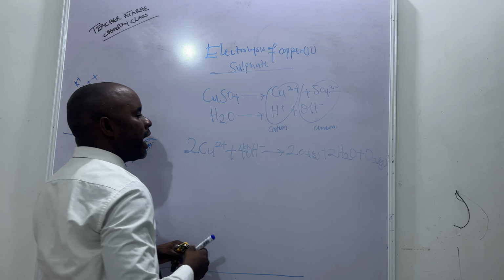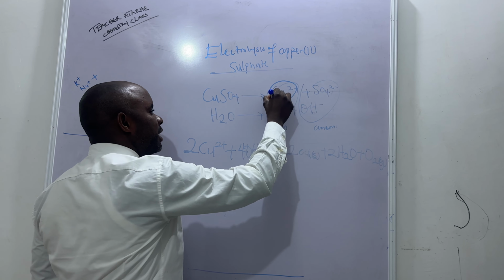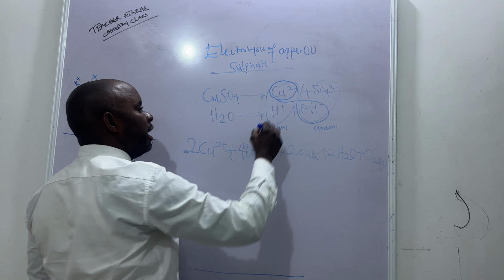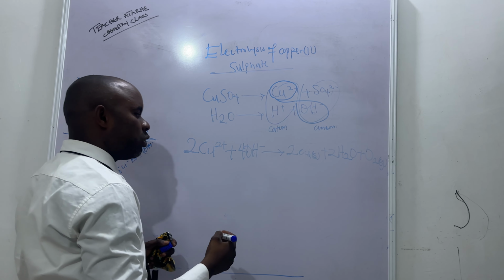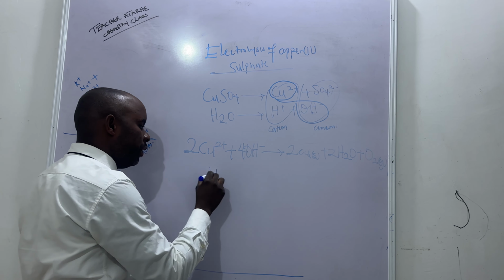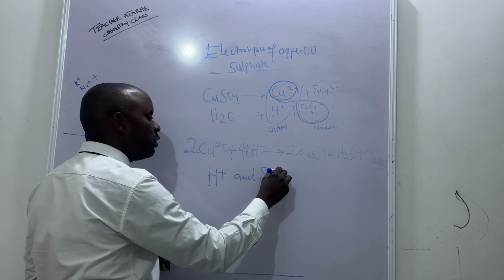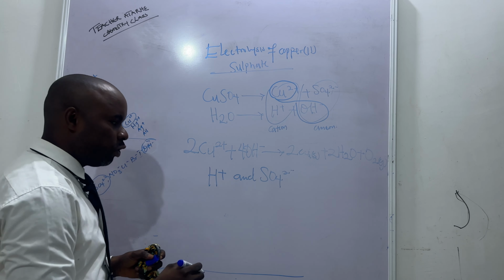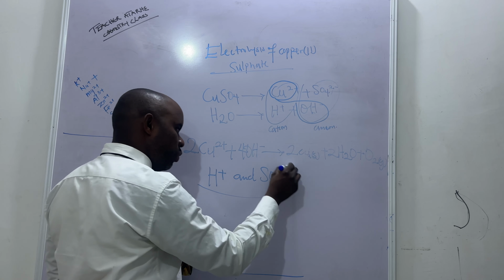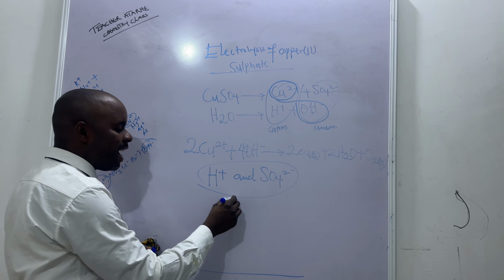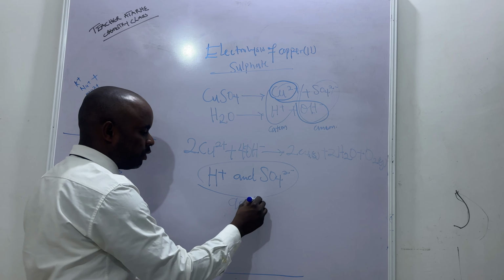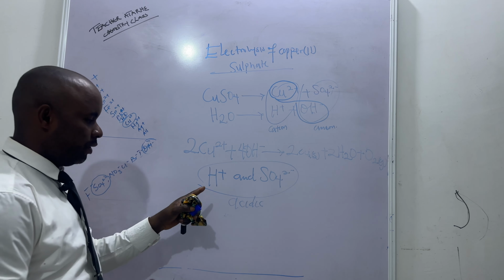When the copper 2 plus is discharged with the OH ions during the electrolysis, the solution is now left with hydrogen ion and SO4 2 minus. By so doing, these 2 ions make the solution acidic. Students should be very careful and should be aware of this.